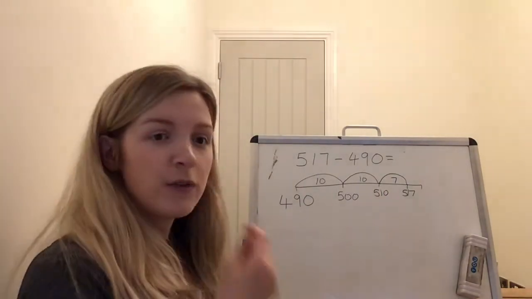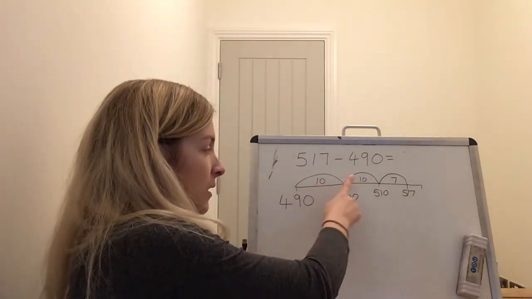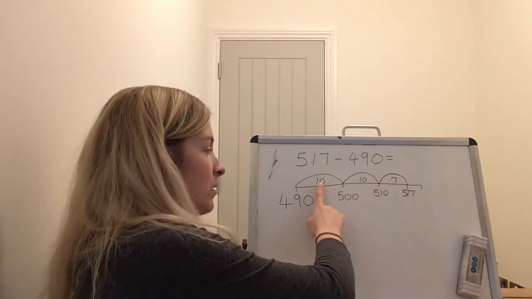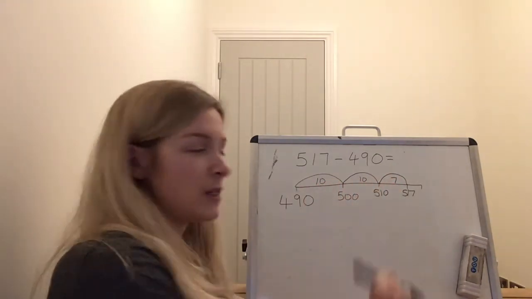So the very final step, as always, is to add together the differences. 10, add 10, add 7. So 2 tens is 20, add the 7 is 27.